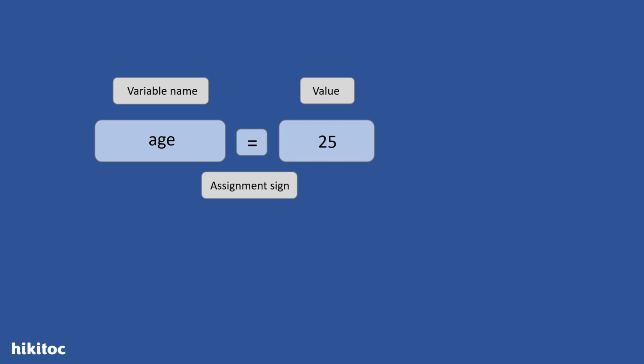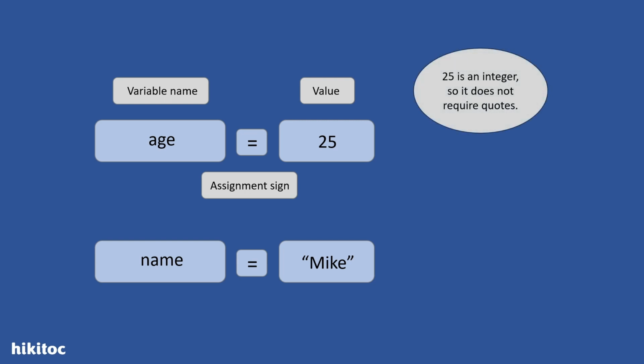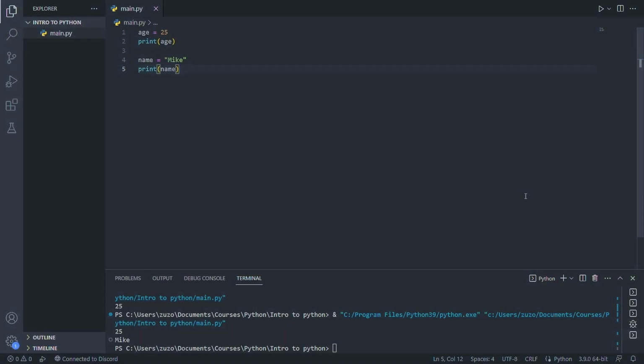Next, we create another variable named name and assign it the value Mike, which is a string. Since 25 is an integer, it doesn't require quotes. However, with a variable like name, which holds a string, we use quotes to inform Python that we want to assign a string value. Now let's switch back to the code to continue with more examples of what we can do with variables, particularly with the print function.